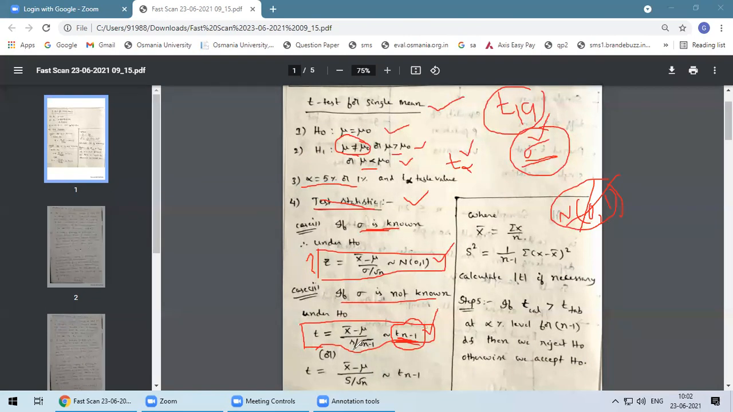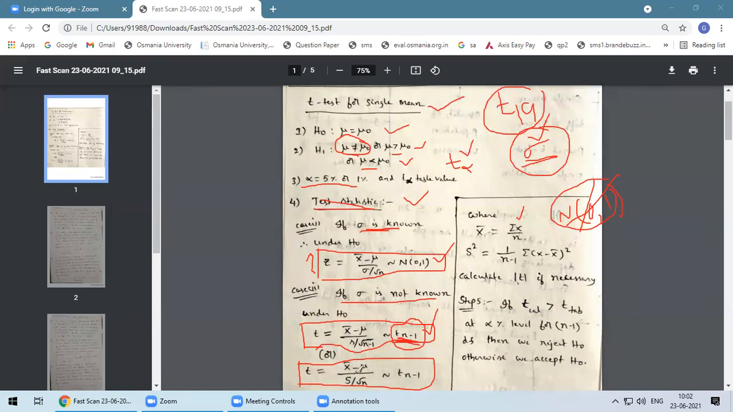Okay, if small s is given, you will use this formula. Sometimes what happens is capital S will be given to you. Then you have to use the formula t equal to x bar minus mu by capital S by root n, follows t n minus 1. Sometimes data won't be given directly. X bar values won't be given to you. So if x bar is not given, how to calculate? All of you know the mean formula. X bar equal to sum of the observations by number of observations.